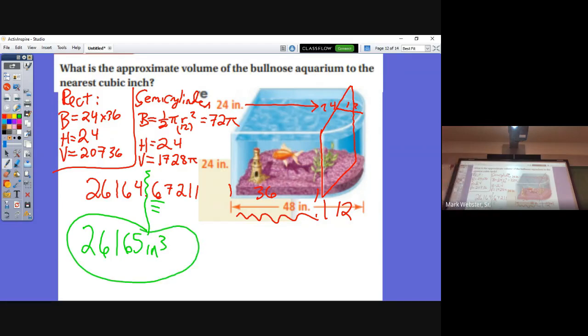Right? So once again, what did we do here? All we did was take this apart, find the individual dimensions so that we could find the volume of one of them, find the volume of the other one, and then add them together and get our final answer. All right? Pretty simple, yeah? Especially once you break it apart.